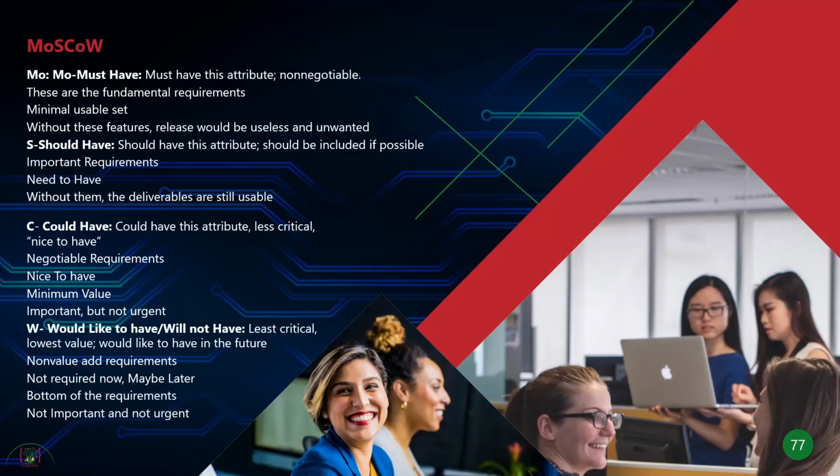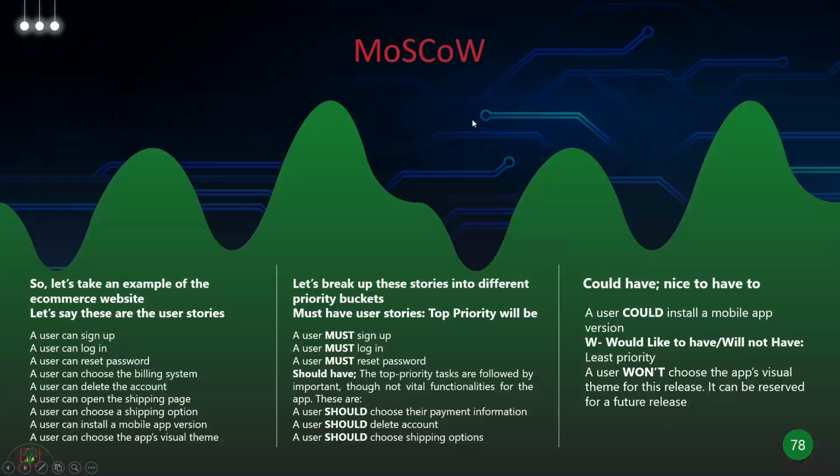W is would like to have, probably will not have. This is like lowest priority, least critical. If we give you the lowest value, you might have it in the future, but it's not going to be included in your immediate sprint. It's not required now, maybe later, and it's bottom of the requirements. It's not important. It's not urgent.